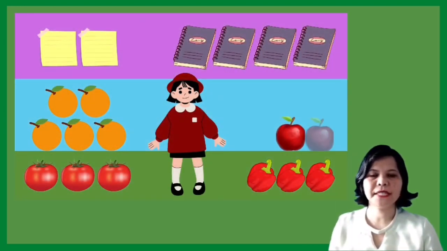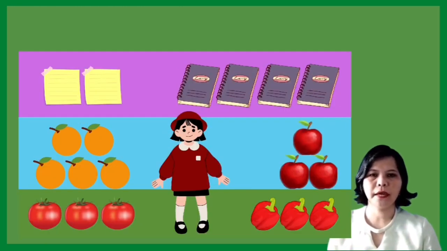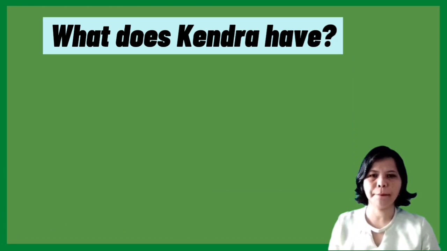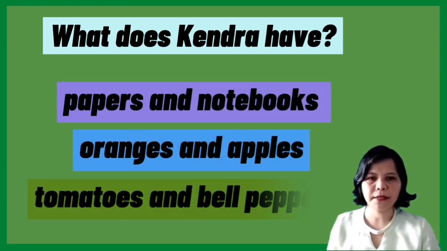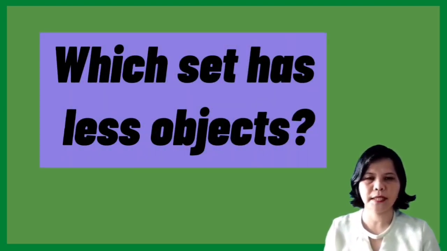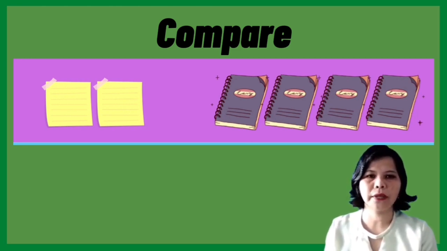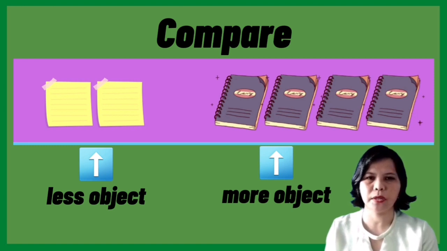I have here different sets of objects together with a girl named Kendra. Okay, children, look at the pictures. What does Kendra have? Yes, Kendra has papers and notebooks, oranges and apples, tomatoes and bell peppers. Which set has less objects if you are going to compare the papers and the notebooks? Okay, very good. The papers has less objects, while the notebooks has more objects.